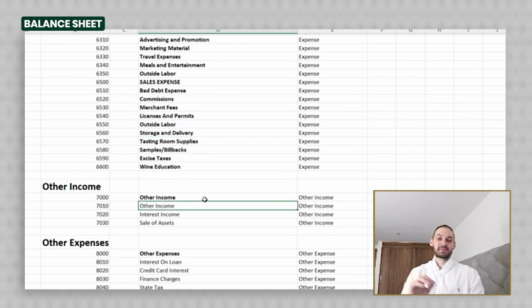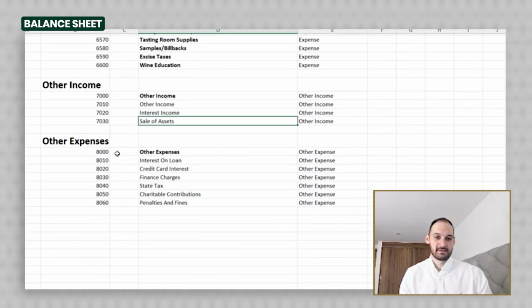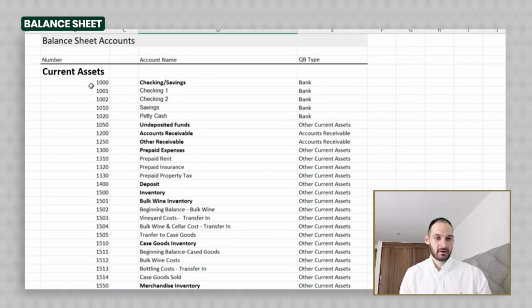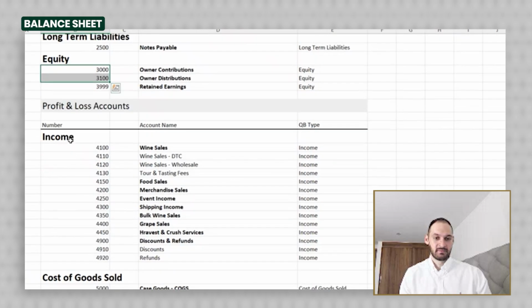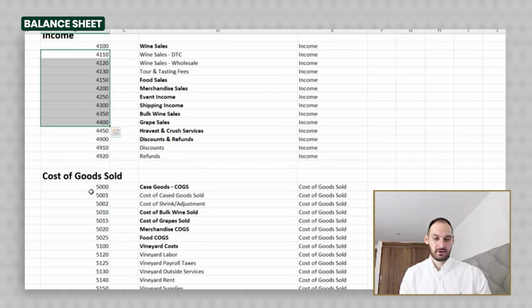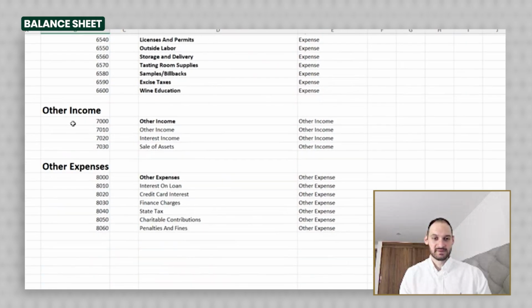And then we're looking at other income, like insurance proceeds, interest income, sale of assets. So like fixed assets, say you sold a vehicle, it goes right here, sale of assets. Other expenses: interest, credit card interest, finance charges. And when you look at it, your current assets are the 1,000s, liabilities 2,000s, equity 3,000s, income 4,000s, cost of goods sold 5,000s, your expenses the 6,000s, other income 7,000s, and other expenses in the 8,000s.